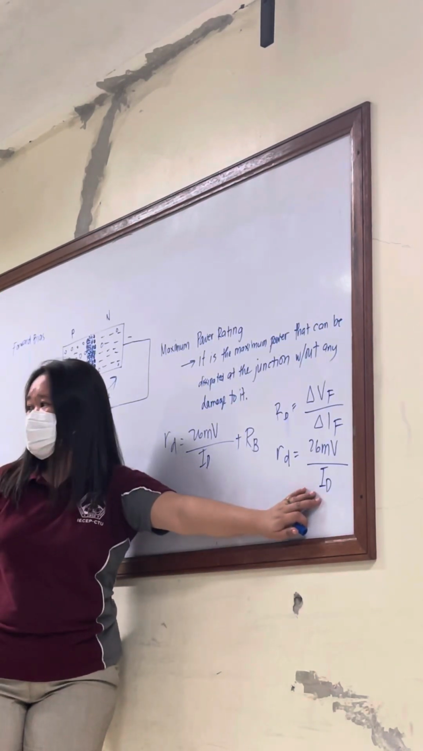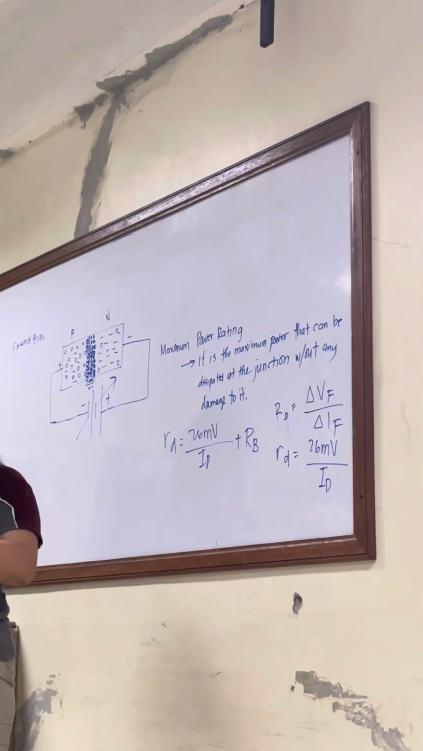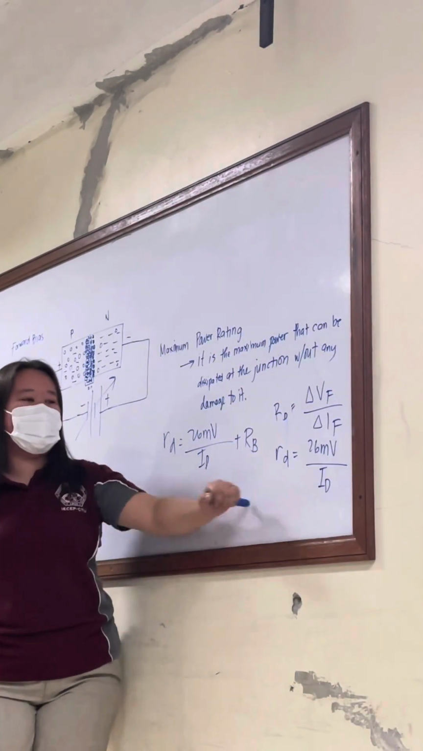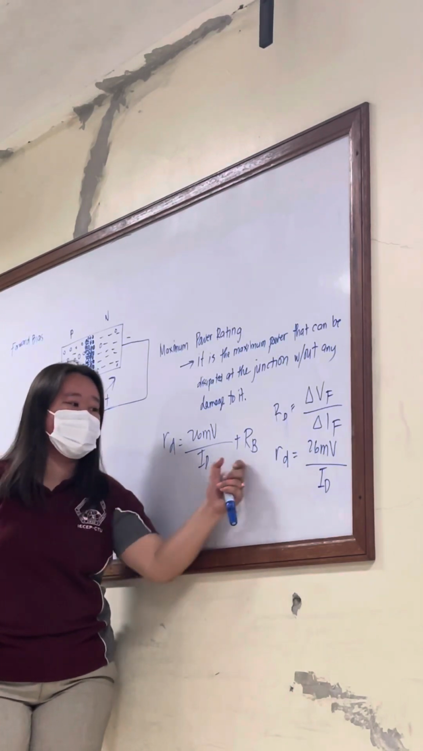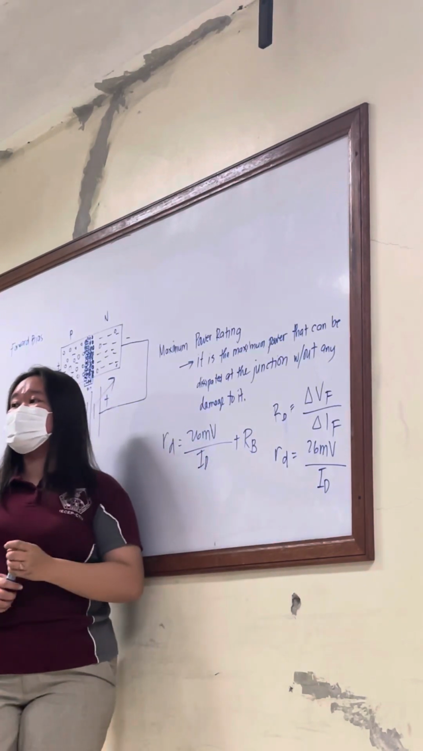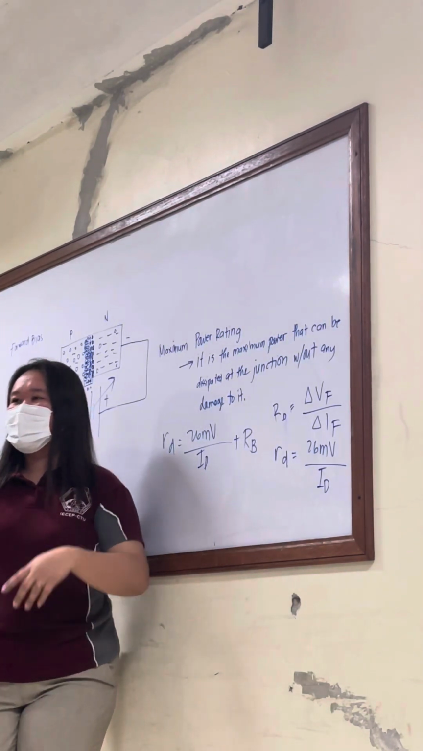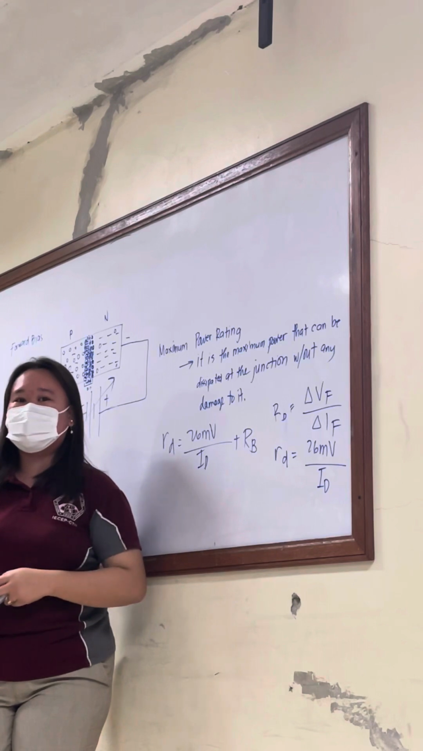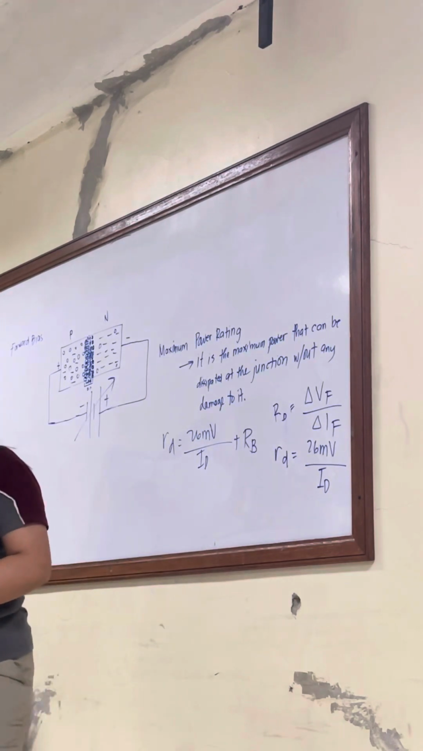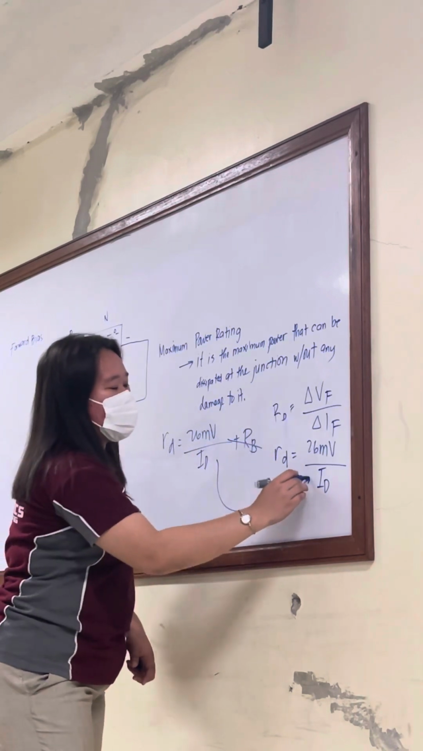Dynamic resistance, RD. In other formulas, it is 26 millivolts over ID plus RB. RB is the body resistance of the diode. All devices have their own resistances. But the body resistance, RB, is very, very small, so it can be neglected. Hence, we use the simpler formula.